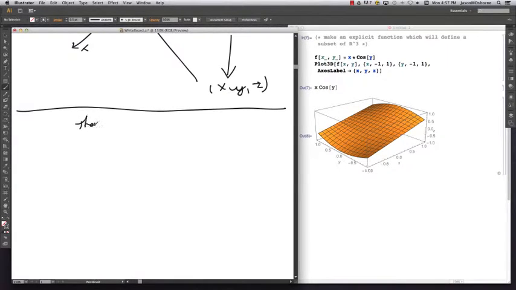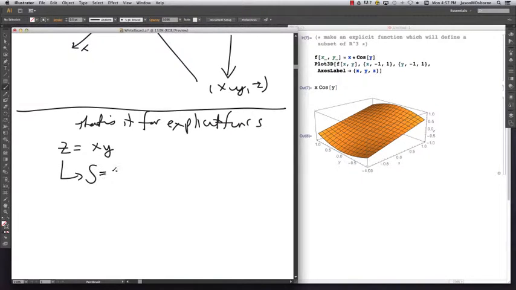That's it for explicit functions. And the rest go the same way. You can pick z is equal to xy, right? You can view this as a subset of R3.